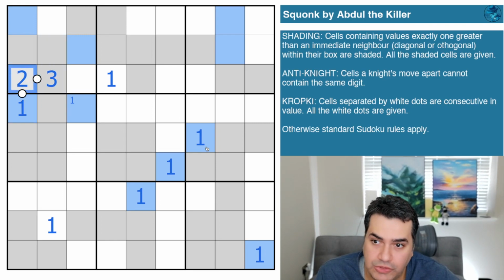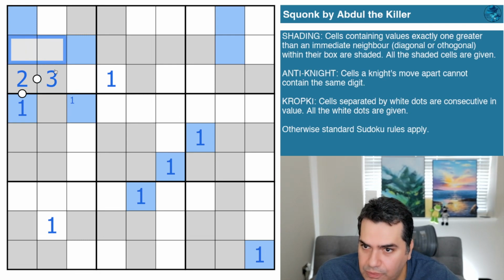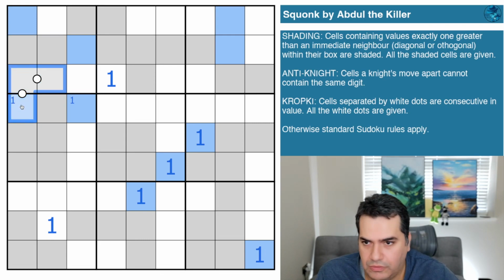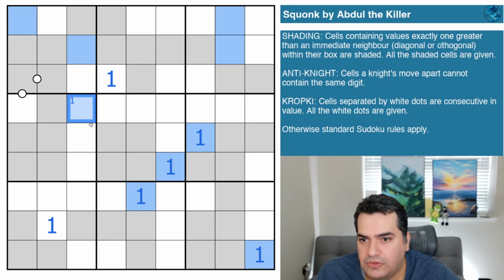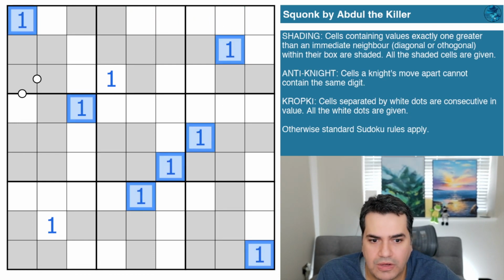Now, remember, the 2 is in a shaded cell, which means I need to have a 1 in the same box, mind you. That's the rule. A value exactly 1 greater than an immediate neighbor, diagonal or orthogonal within the box, are shaded. So it means that there is a 1 somewhere in these 2 cells, because that's a 3. Or even if it was a 1, it doesn't matter. Then we end up with a 1 on a shaded cell, and therefore that breaks again. So this is not 1, 2, 3. This is the 1. That's not a 1. That's a 1. And that's the remaining 1. This is incredibly complicated.